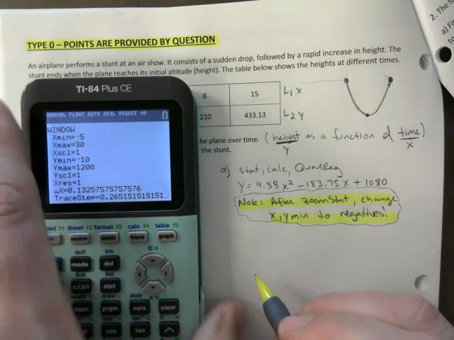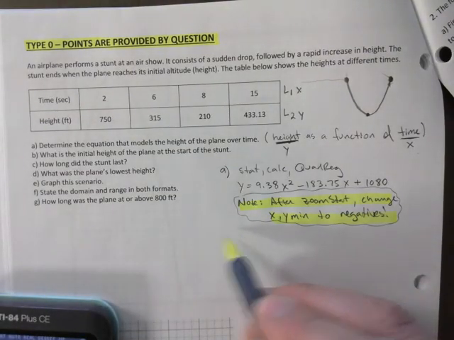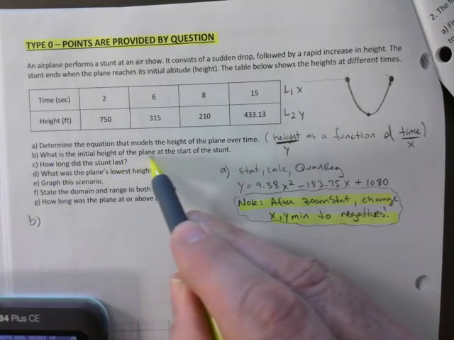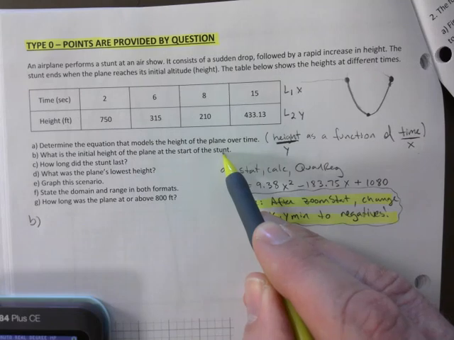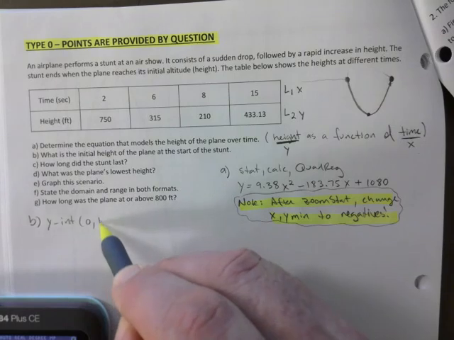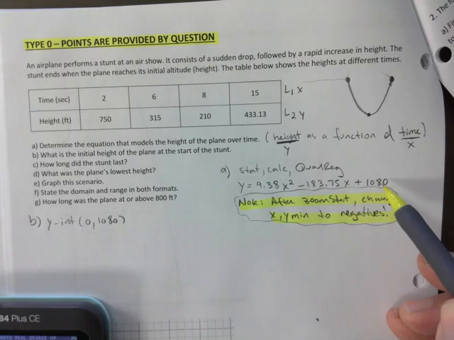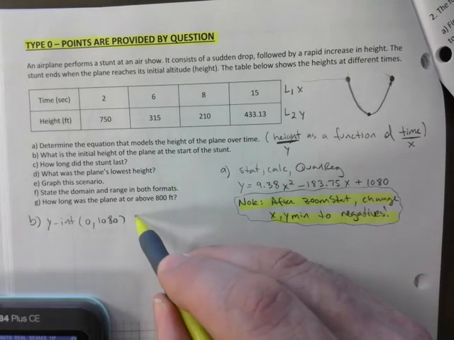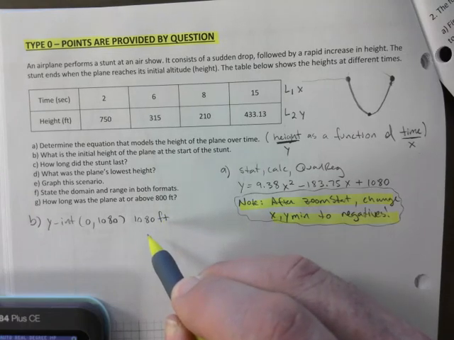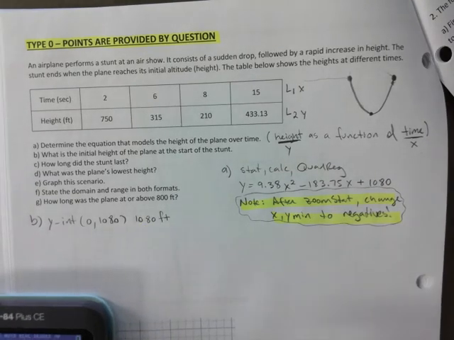Okay. All right. B. What's B asking for? What's the initial height of the plane at the start of the stunt? This will be the y-intercept. And my y-intercept, based on this equation that I found, is 1,080. So you will just say 1,080 feet, because we're measuring height in feet, right? There you go. See?